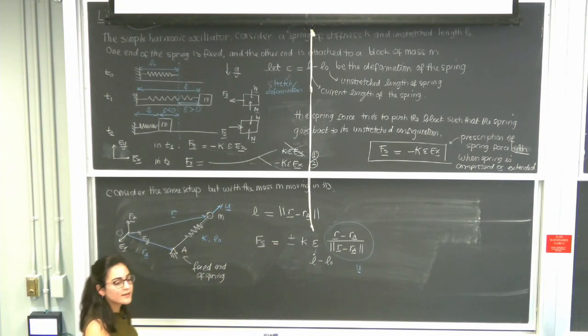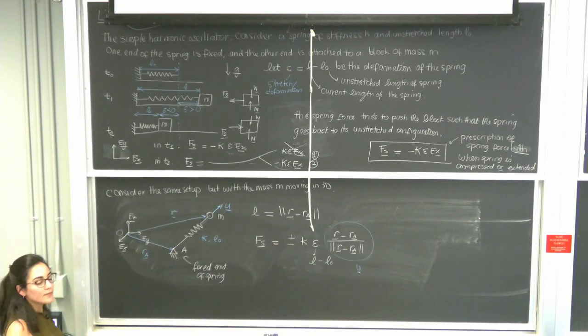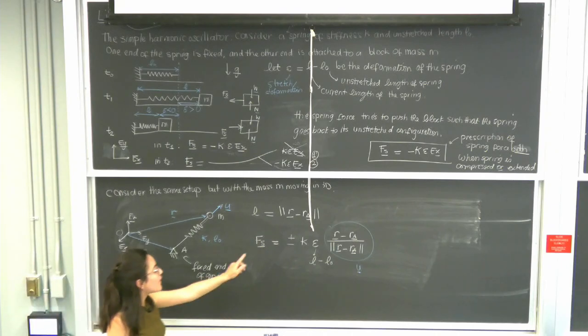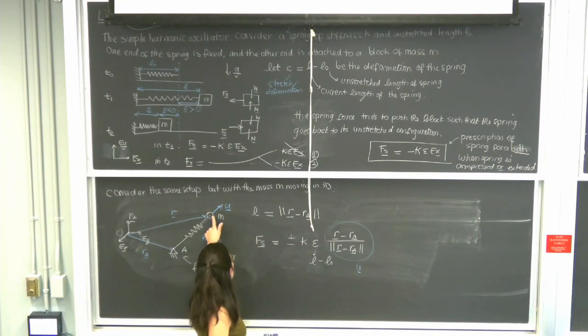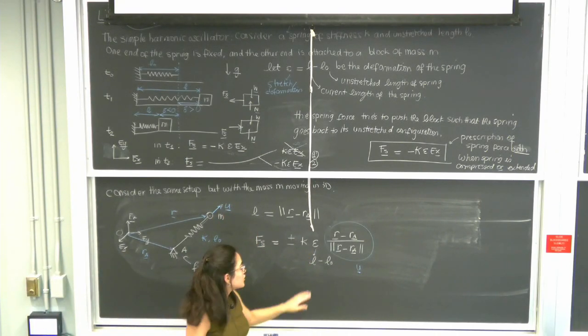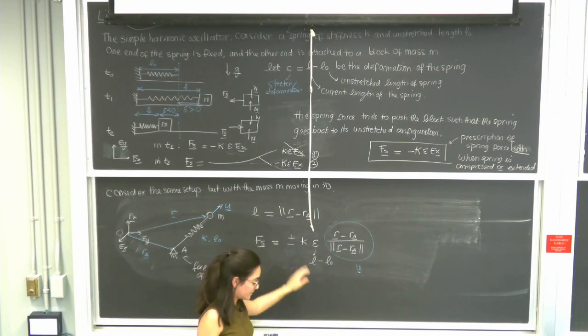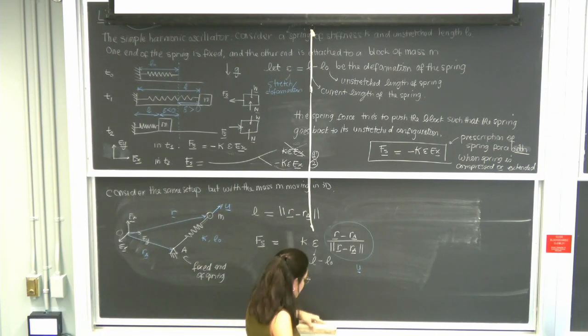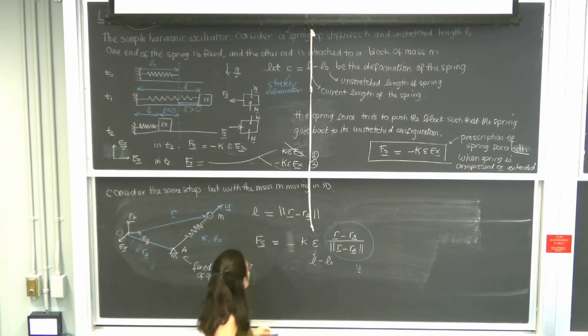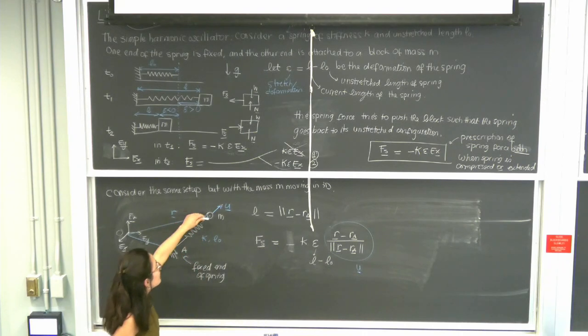Which one is it going to be? Let me ask this. If epsilon is positive, meaning that the spring is stretched, should this be a plus or a minus? Will the spring force act along plus U or minus U? Yes, minus. So if the spring is extended, the spring force is going to try to bring back the mass to the unstretched configuration of the spring. So the force is going to be along minus U.